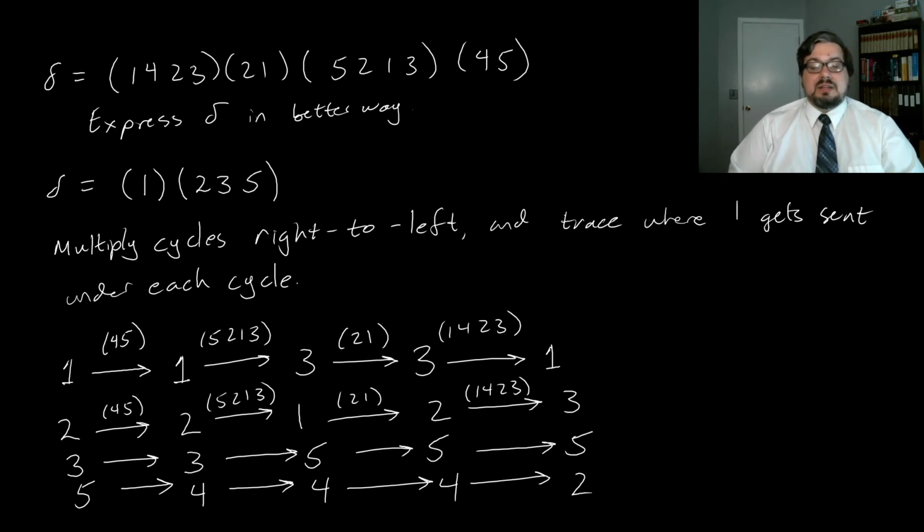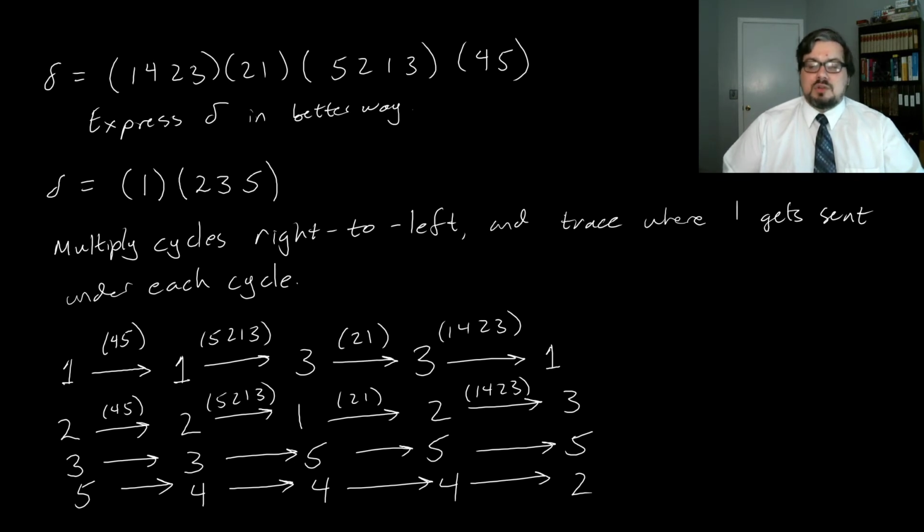Now, we want to see where 4 goes. We can make an argument here that 4 will have to go to 4 because there's nowhere else for it to go. Notice that delta only includes numbers from 1 to 5, which means that it's a permutation on 5 elements. We've already seen where 4 of those elements go. We know that 1 goes to 1, 2 goes to 3, 3 goes to 5, and 5 goes to 2, which means that the only thing left for 4 to go to is 4. Delta must send 4 to 4.